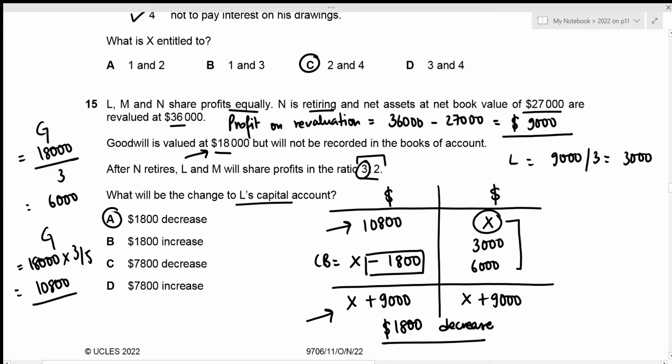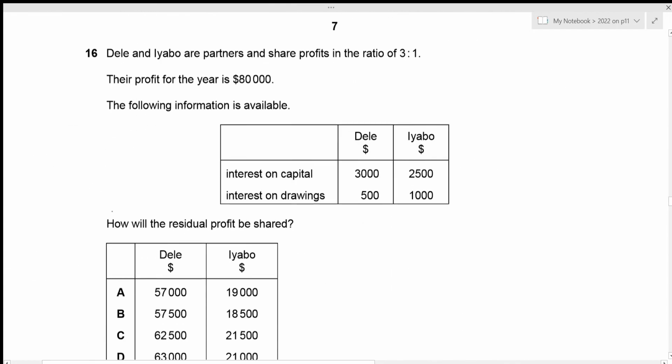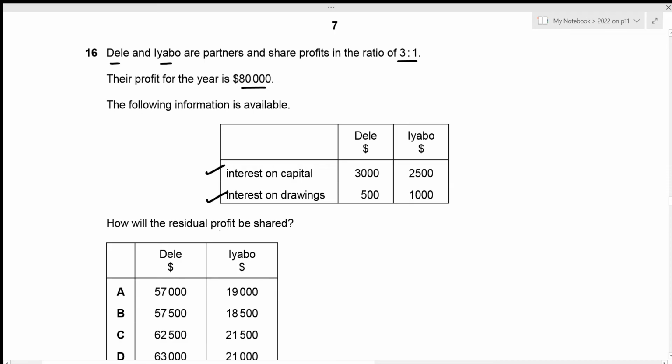This concludes question number 15. We can now move towards question number 16. Dele and Iabo are partners and share profits in the ratio of 3:1. Their profit for the year is 80,000, and we are given the information regarding interest on capital and interest on drawings. We need to figure out the residual profit.